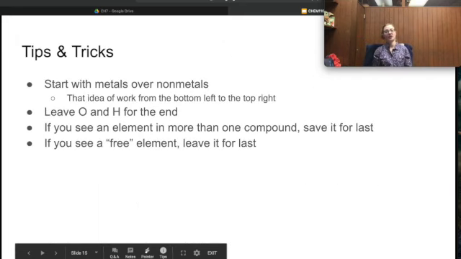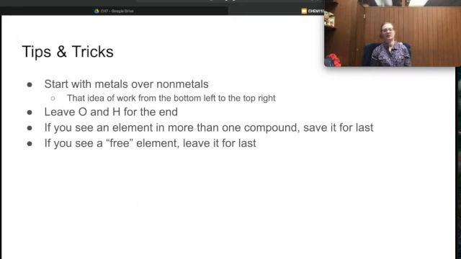Tips and tricks. So here is the little thing you keep in your back pocket where you're like, I think I can do this. I think I can do this. So first and foremost, again, start with metals over nonmetals. So it's that idea of working from the bottom left-hand corner of the periodic table up to the top right.